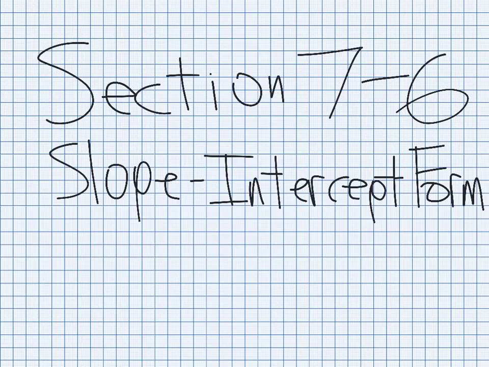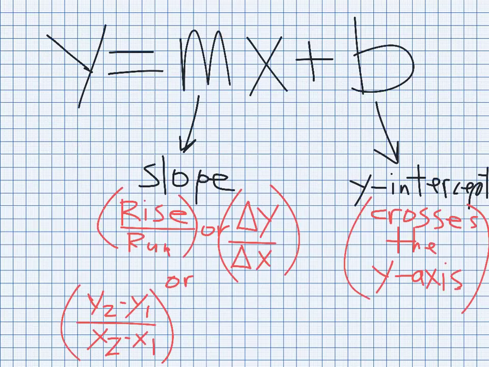Okay, moving on to 7-6. This is called Slope-Intercept Form. All right, on page 391, obviously the section title is called Slope-Intercept Form. And so Slope-Intercept Form is this form of an equation that you can write. It's called y equals mx plus b.